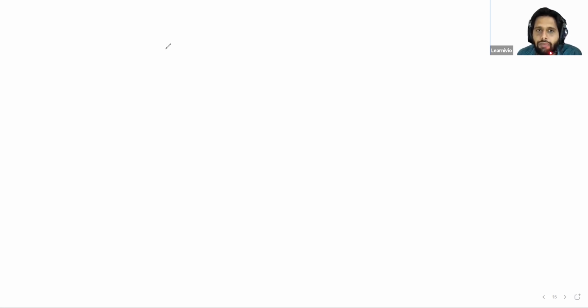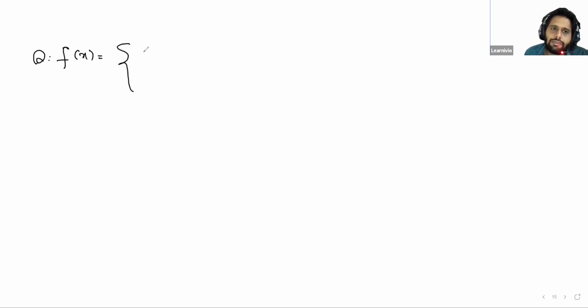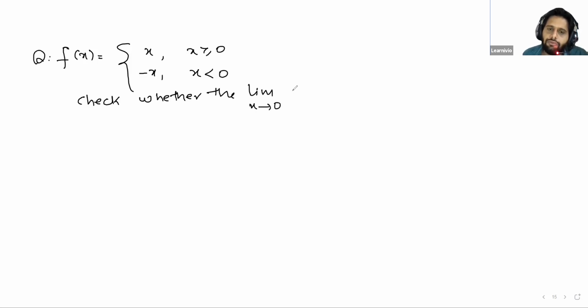नेक्स्ट we have a inequality type of questions. For example, क्वेश्चन आ जाता है fx is equal to x when x is greater than or equal to 0, minus x when x is less than 0. So question is, check whether the limit x tends to 0 fx exists or not. ठीक है, अब इनइक्वालिटी बेस्ड आते हैं which have a very different method of solving. So we need to check कि ये लिमिट एग्जिस्ट करती है या नहीं करती है.